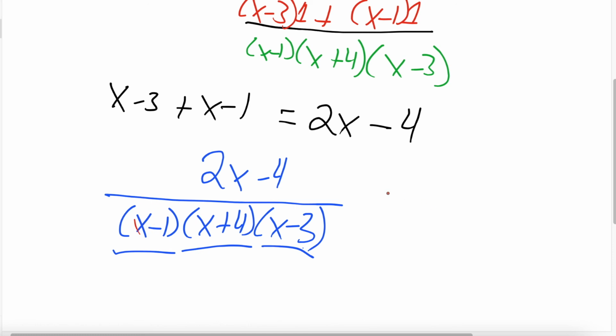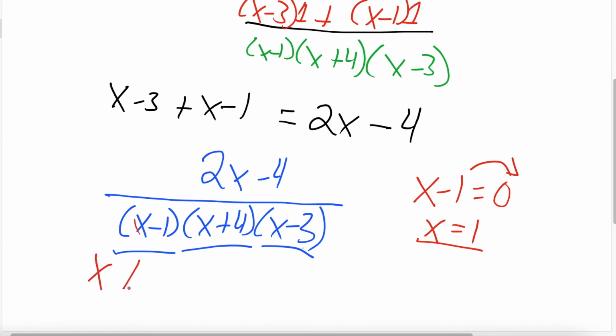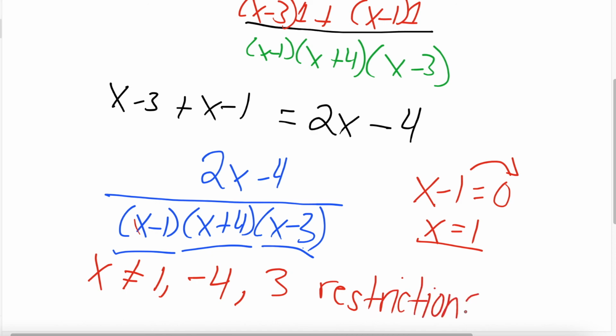A quick way to solve this is to set x minus 1 equal to 0 and bring the 1 over, so x is equal to 1. If x is equal to 1, this bracket is going to be 0, resulting in the denominator being 0, so we can't have that. The restriction is x cannot equal 1. If we do the same thing for these other brackets, x cannot be equal to negative 4 and x cannot be equal to 3. So 1, negative 4, and 3 are our restrictions for this specific problem, because the denominator can never equal 0.